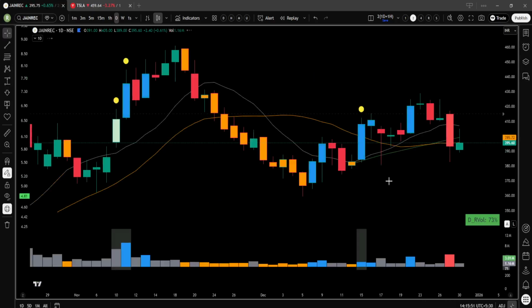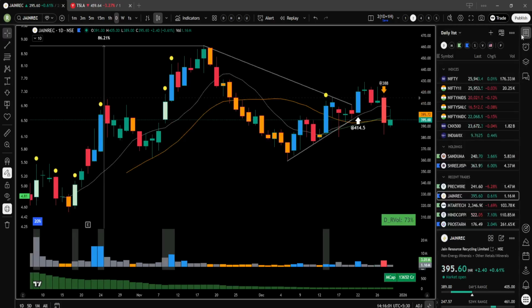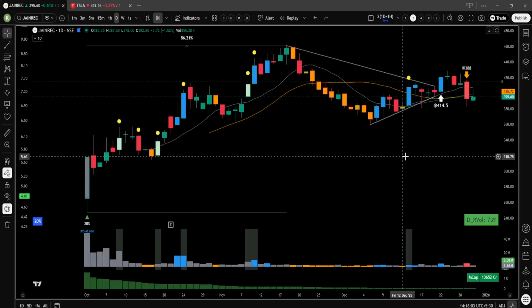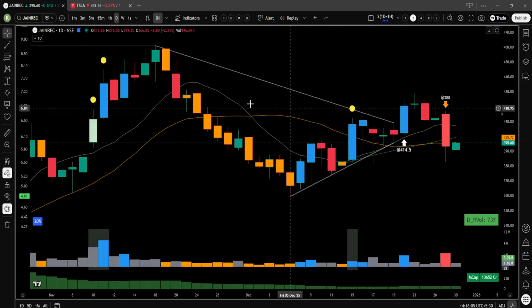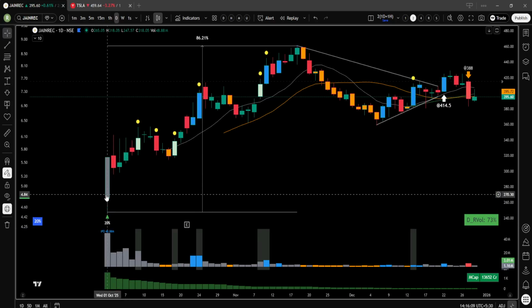Next one was Gendrake. I mean, metal. All the metal names are leading right now, like Hind Copper, Ashapura, and also one of my holdings, Sanduma. All the metal and mining stocks are leading. So I bought this Gendrake. It's also a recently listed IPO, in October 25.